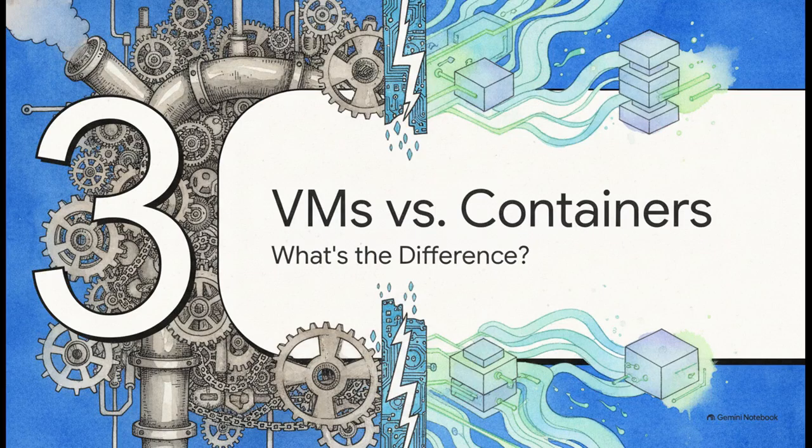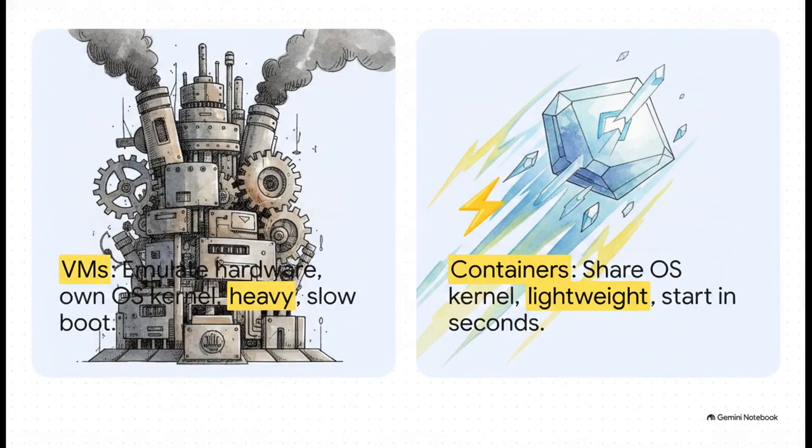Section 3. VMs versus containers. Now, what's really interesting about this slide is seeing how the new standard completely outclasses the old guard. Think about virtual machines for a second. VMs have to emulate entire hardware stacks and require their own heavy operating system kernel. They chew up gigabytes of RAM and can take literally minutes just to boot up, like enough time to go grab a coffee. But compare that to containers. Because containers just share the host OS kernel, they are incredibly lightweight. We're talking megabytes instead of gigabytes, and they start up in seconds. The efficiency gains are just undeniable.